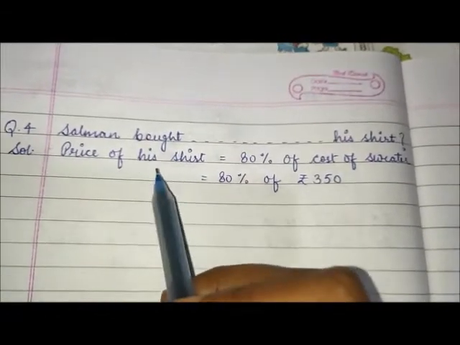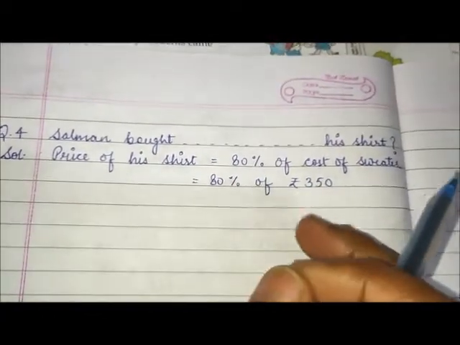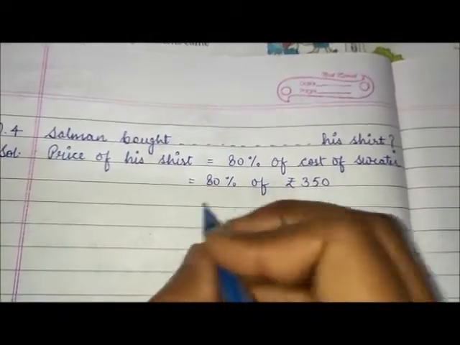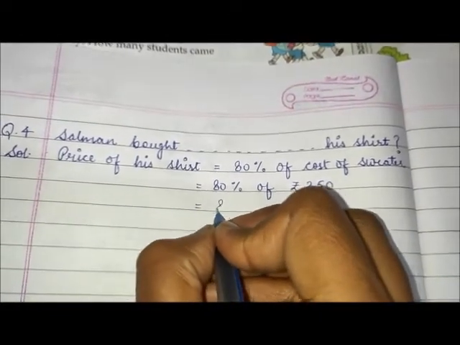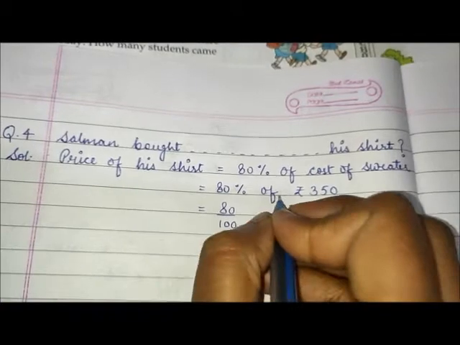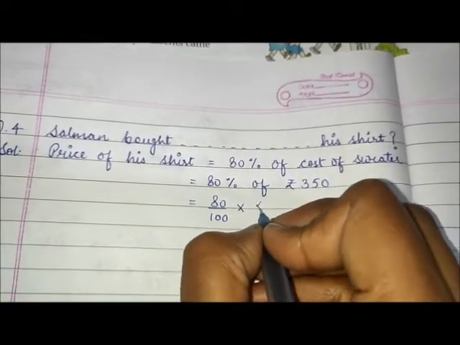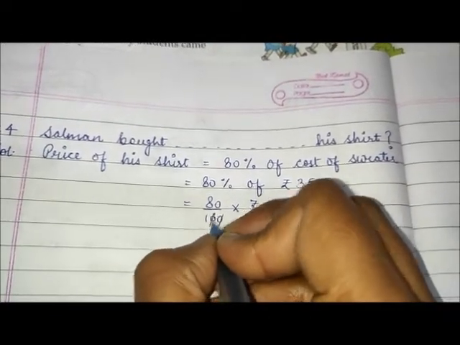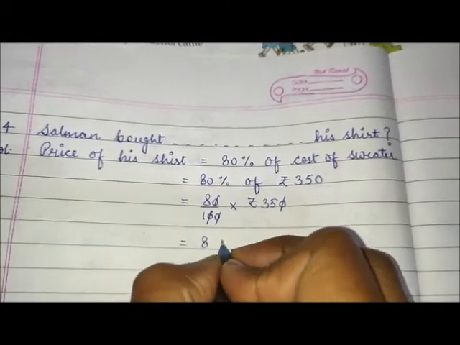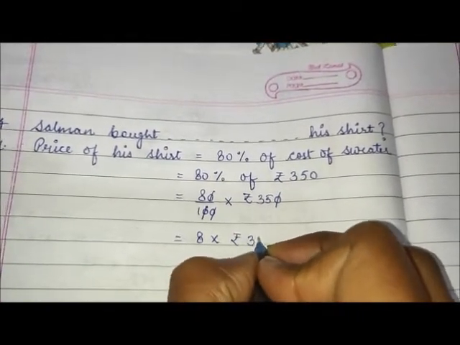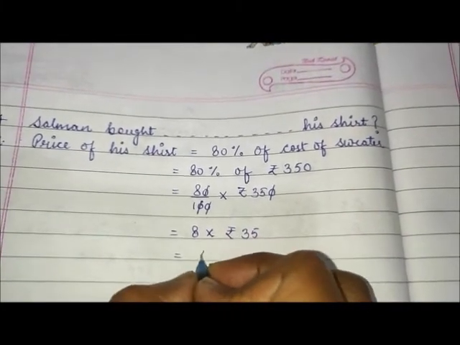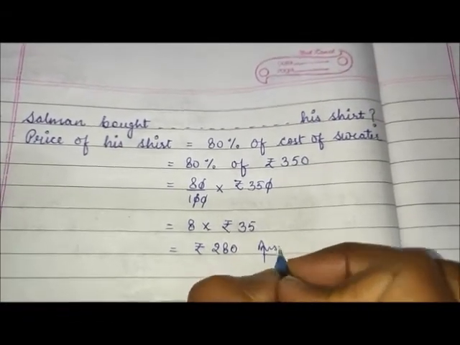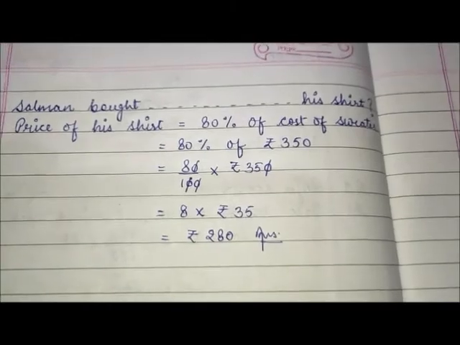सो प्राइस ऑफ हिज शर्ट इज इक्वल्स टू 80% ऑफ द कॉस्ट ऑफ द स्वेटर. सो यहाँ पे हमें 80% किसका फाइंड करना है, ऑफ रुपीज़ 350. सो 80% कैन बी रिटन एज 80 upon 100. This of means multiply, and this rupees 350. This 0 and this 0 cancel out. This 0 and this 0 cancel out. Now we are going to multiply this 8 by rupees 35. So the answer is rupees 280. So जो उसकी शर्ट है उसकी प्राइस क्या होगी, रुपीज़ 280.